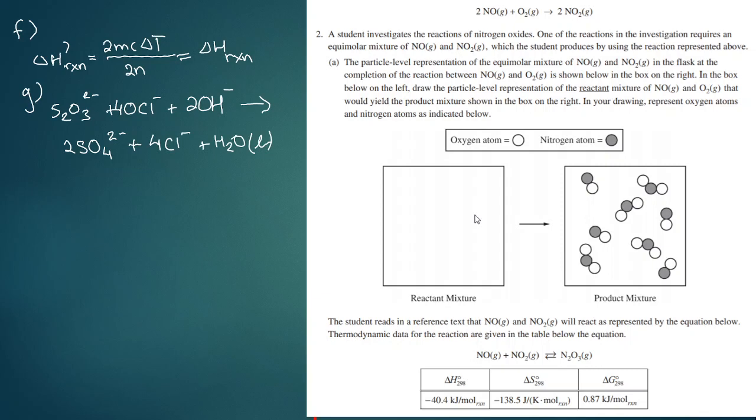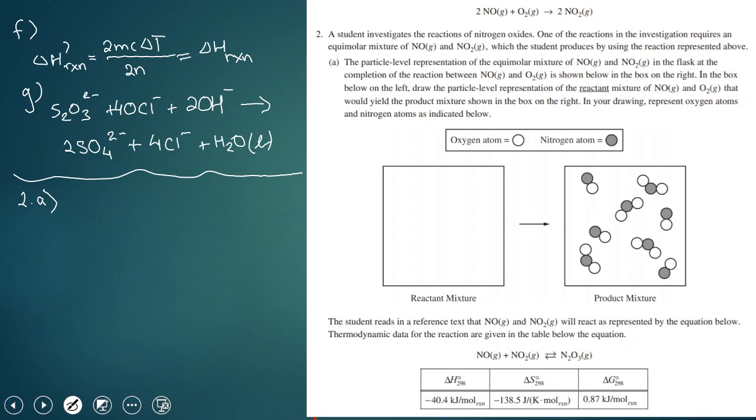Question 2. A student investigates the reactions of nitrogen oxides. One of the reactions involves an equimolar mixture of NO, so nitrous oxide or nitrogen monoxide, and NO2, so nitrogen dioxide. The particle level representation in the flask at the completion is shown on the right. In the box on the left, draw the representation of the reactants. Okay, drawing is always fun on the AP exam.